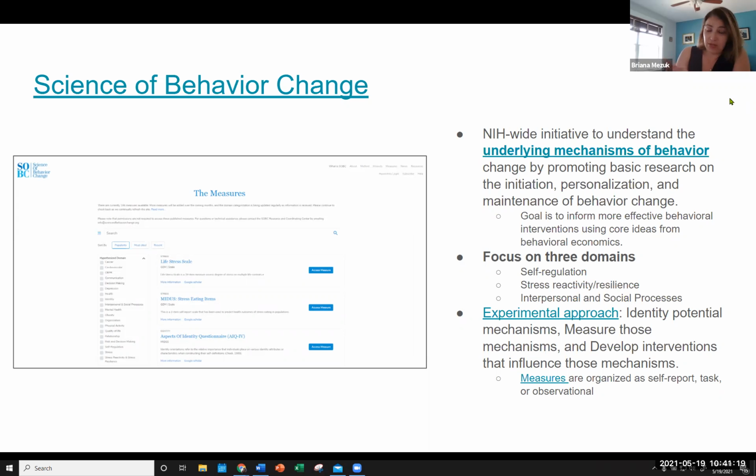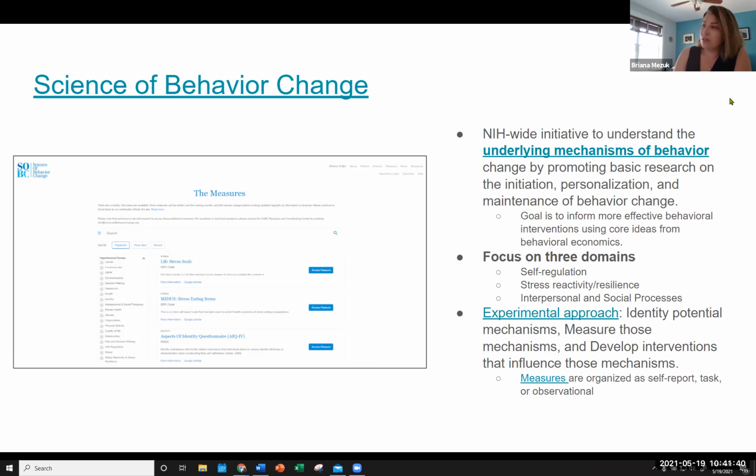So let's say stress reactivity. They measure that mechanism, let's say using the Trier social stress test. And then they try to develop an intervention that could influence that mechanism. So let's say a mindfulness intervention, for example. That would be their approach, and that's what they're hoping the science of behavior change is going to create in terms of the field.